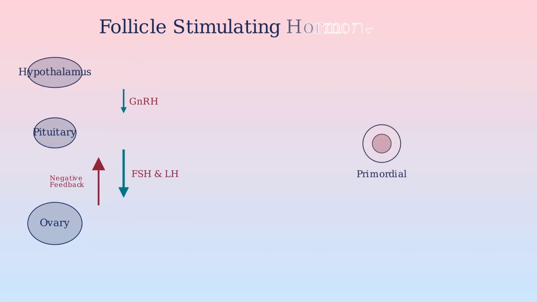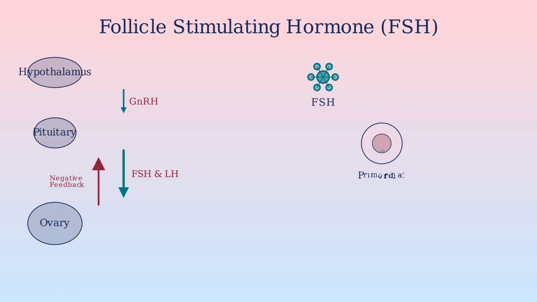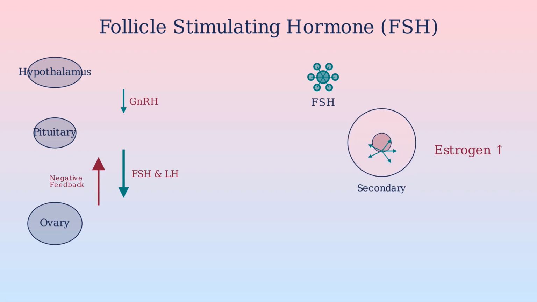Follicle stimulating hormone, or FSH, plays a critical role in follicular development. FSH stimulates the growth of primordial follicles into primary follicles, initiating follicular maturation. As FSH levels increase, it promotes granulosa cell proliferation and enhances estrogen production within the developing follicle.